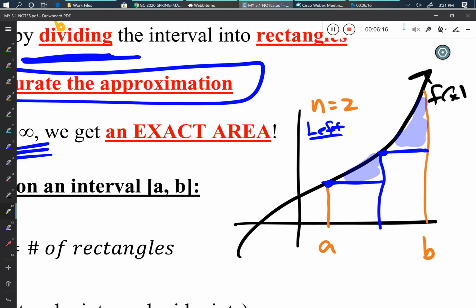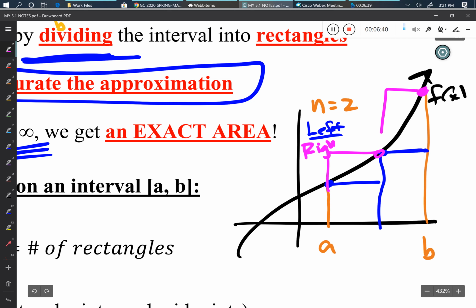Right? Now, another technique that is used is to use, and I'll leave this in blue, I'll use pink for the one, would be to use the right endpoints. Now, the right endpoint says use the rightmost edge of the interval to find the height. So the first rectangle's right edge would be there. The second rectangle's right edge would be over there. And then when I perform that calculation, all of this is an overestimate.